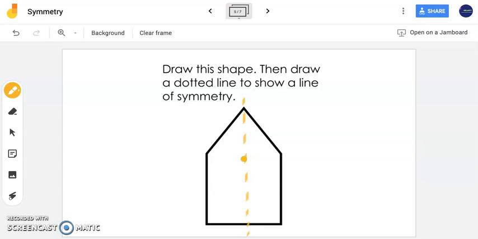Now, if you draw this on your piece of paper, you might try drawing a line in other directions, or you can even fold your piece of paper to help you determine that. And you're going to find that no other direction works to show you an equal amount on the left and the right side.